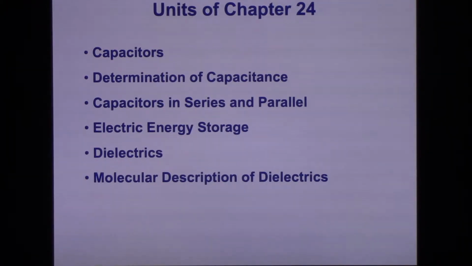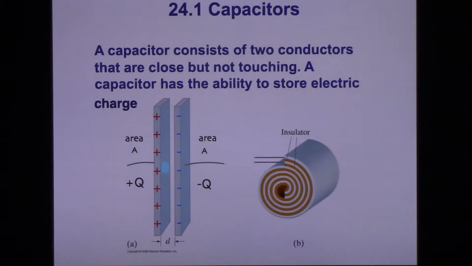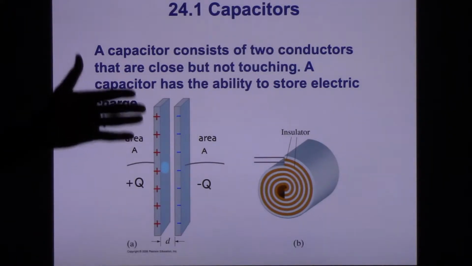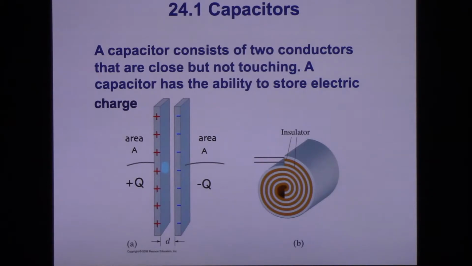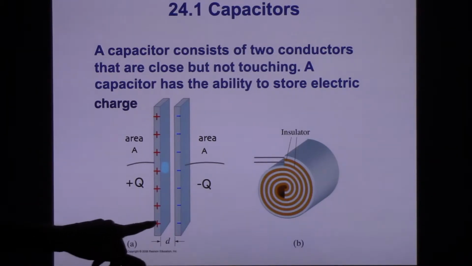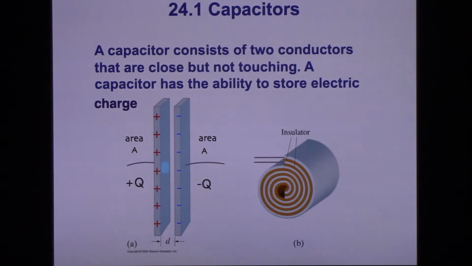So here are the topics we're going to be looking at. Here is a capacitor. Even though those devices were all different shapes, what they all come down to, more or less, is 2 layers of conducting material. But the 2 conducting pieces are held apart from each other. They're put really close to each other, but they don't touch.